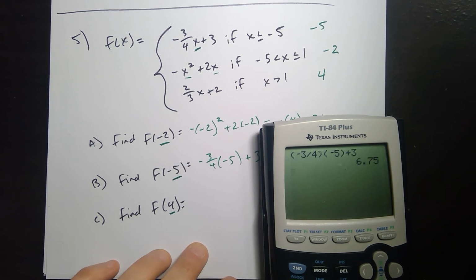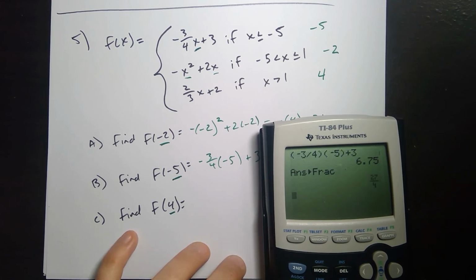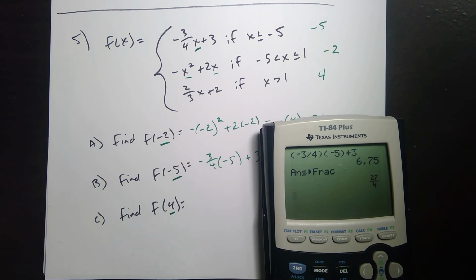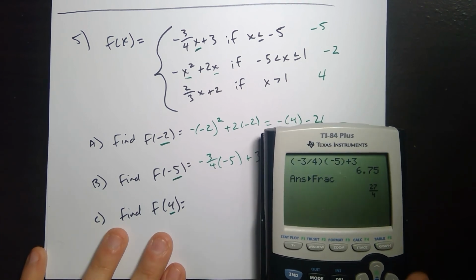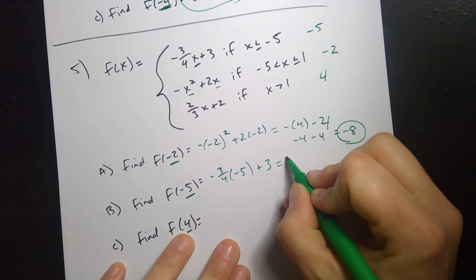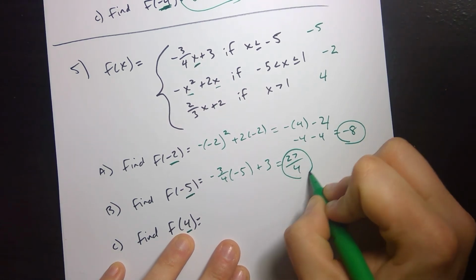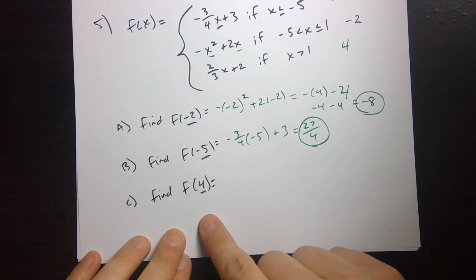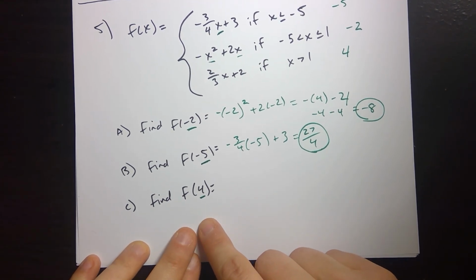And I'm going to get 6.75, which is fine, but I want it as a fraction. And so some of you have an FD button. I have an answer-to-fraction button. Either way, you're going to get 27/4. And so without having to do a lot of work, 27/4. That's what you're going to type into Hawks. Done. And the last piece for this section is to find f of 4.